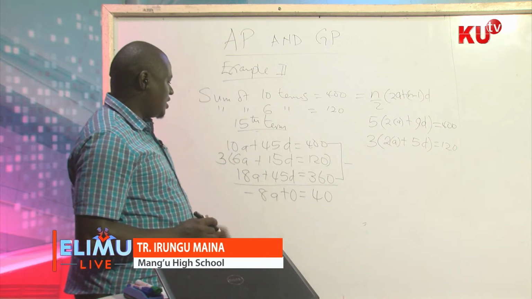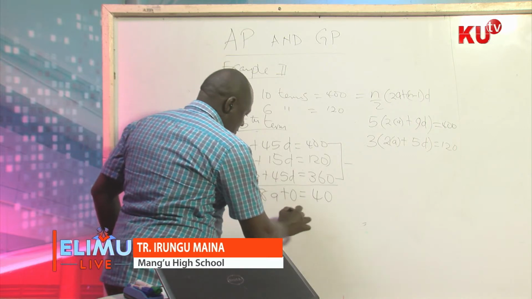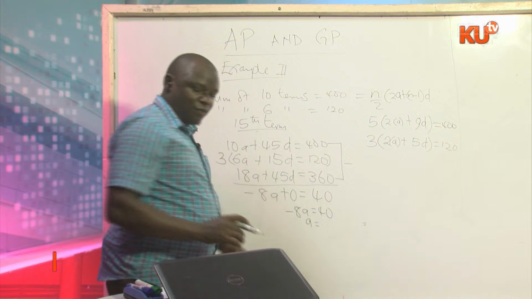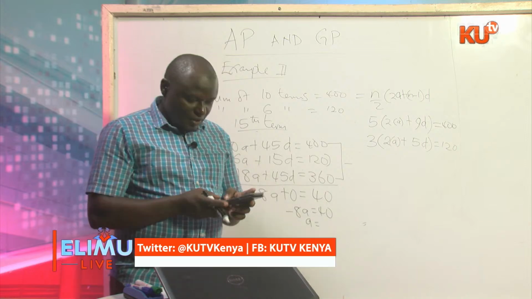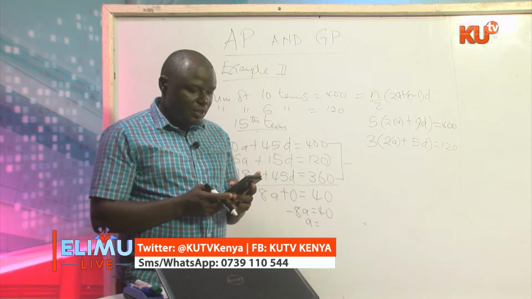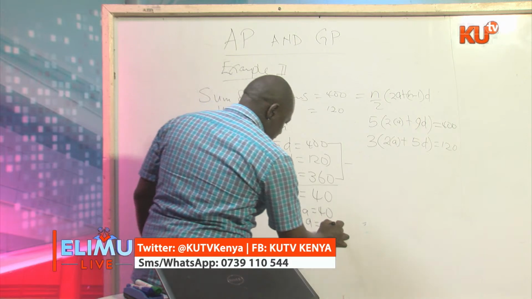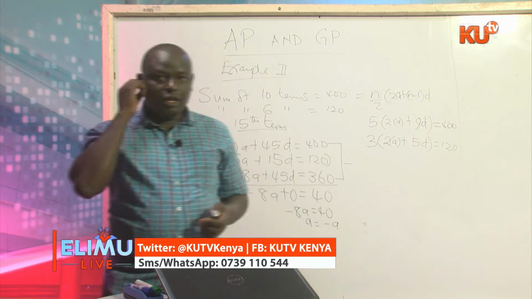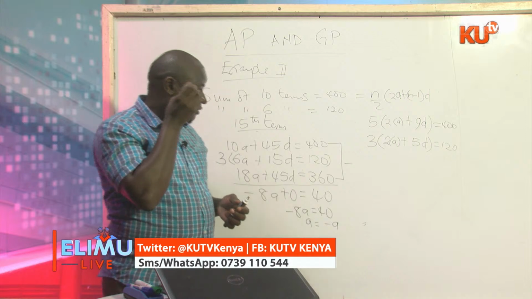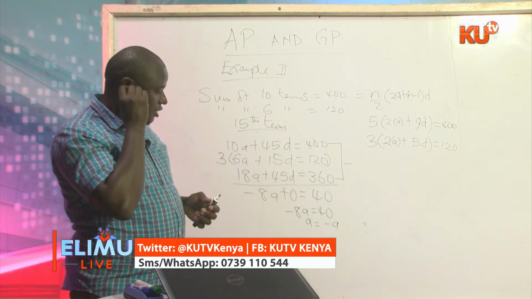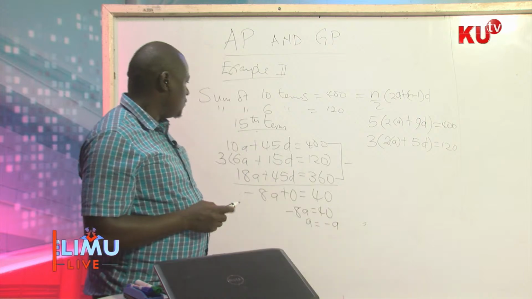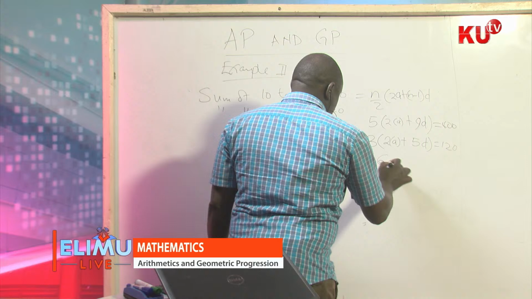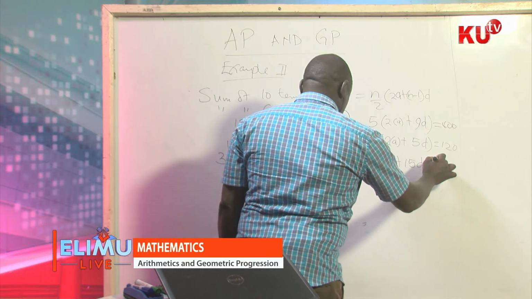If that is the case, then you have minus 8A equals 40. Your A is 40 divided by negative 8. 40 divided by minus 8, you are getting negative 5. Thus, we already have our A as negative 5. We need to go back to one of the equations to get the value of D. I'll use the second one that says 6A plus 15D equals 120.